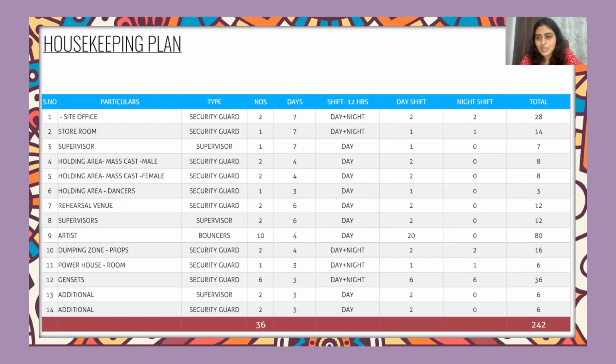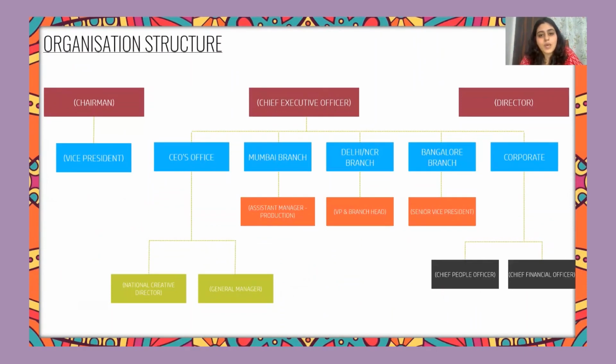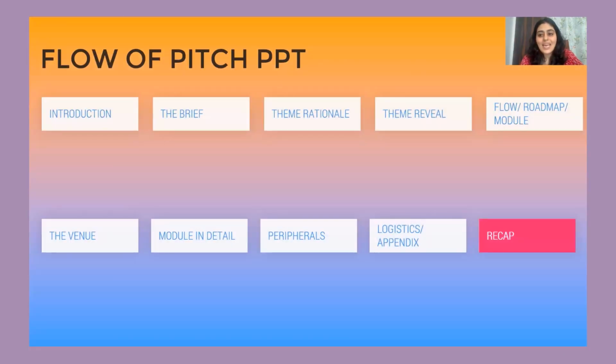This is where the production team also helps you. Production or operations team helps you. So something like this in an organizational structure, it could also just be a team structure. The team that you plan to put on for this particular event, because the client might want to know what is the strength of the team that's going to be working on this particular event. And then you have a recap slide.